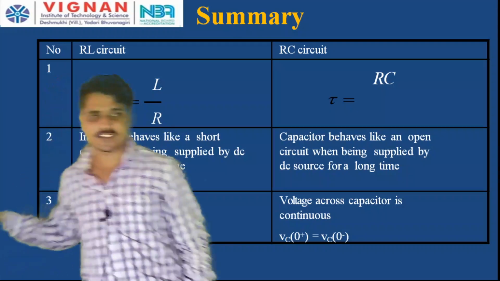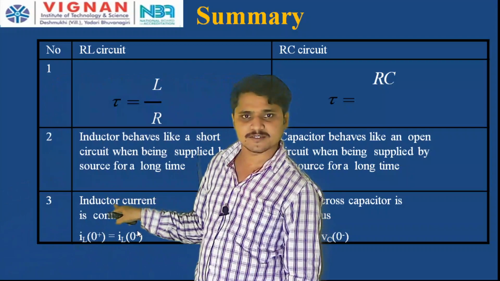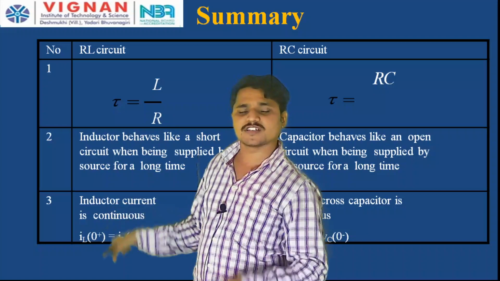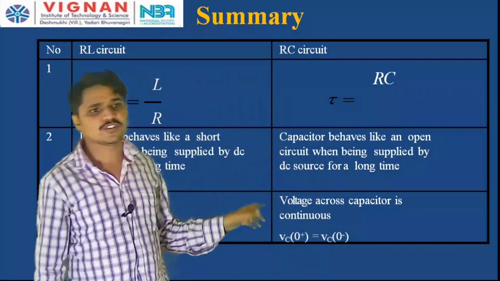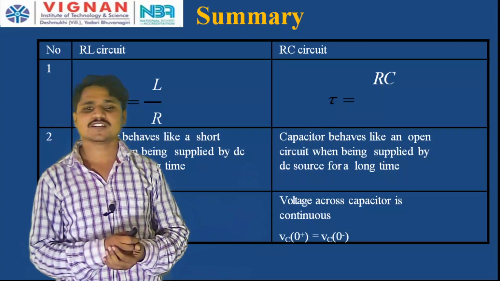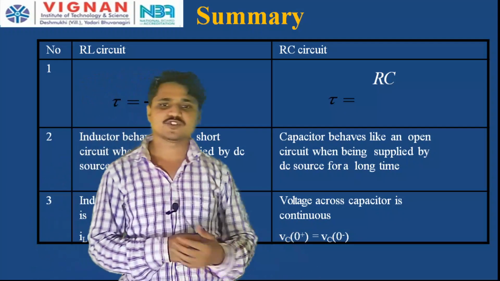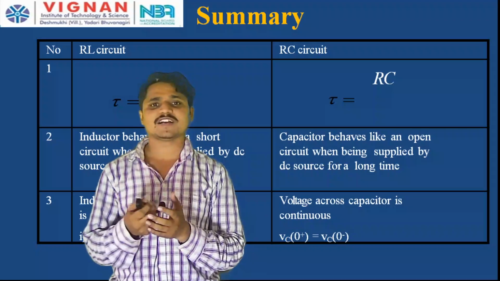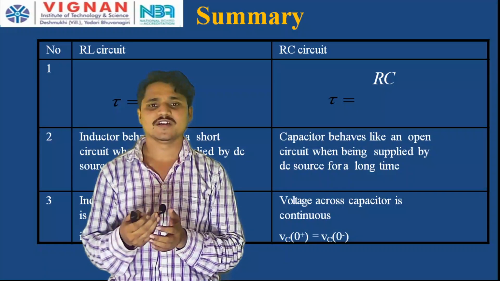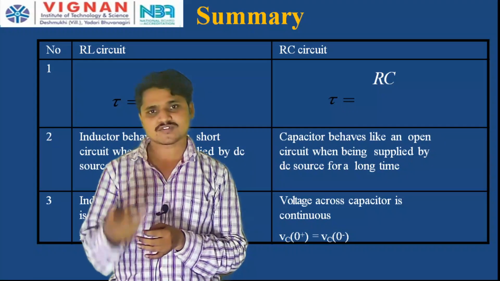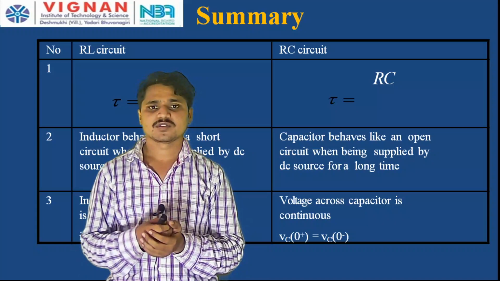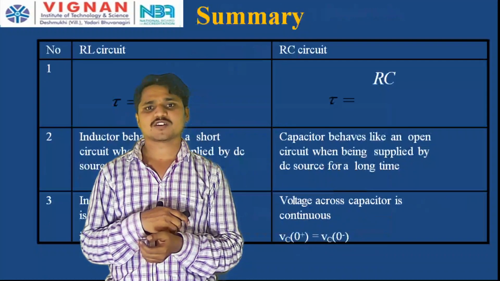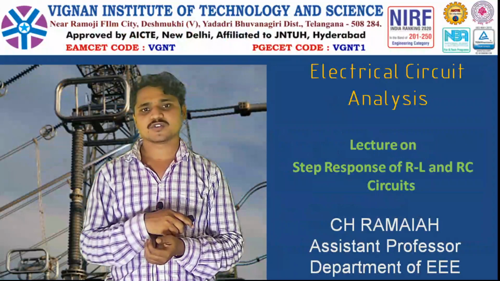Therefore, IL of 0 plus is equal to IL of 0 minus. The current is maintained continuously. For the capacitor, the voltage across it is continuous, so Vc of 0 plus is equal to Vc of 0 minus. I told you a capacitor does not allow a sudden change in voltage; it maintains it continuously. Whatever voltage was there before the switching action, the same voltage is maintained after switching. So, today's lecture is on how to solve problems on RC circuits and the comparison of RL and RC circuits.